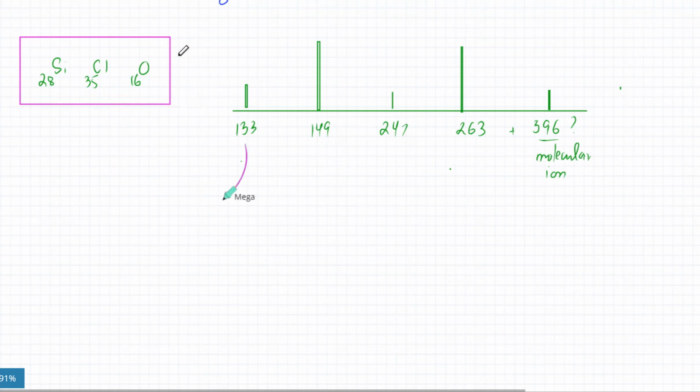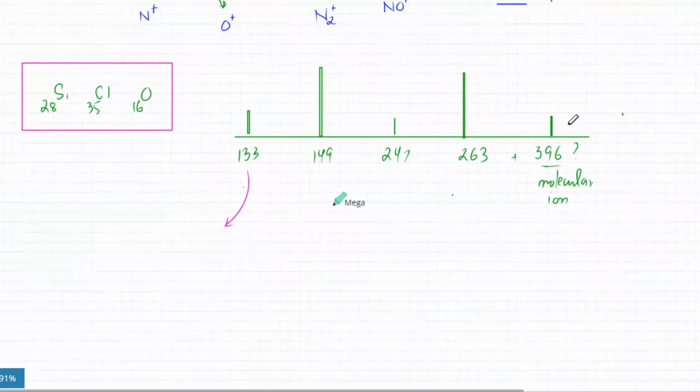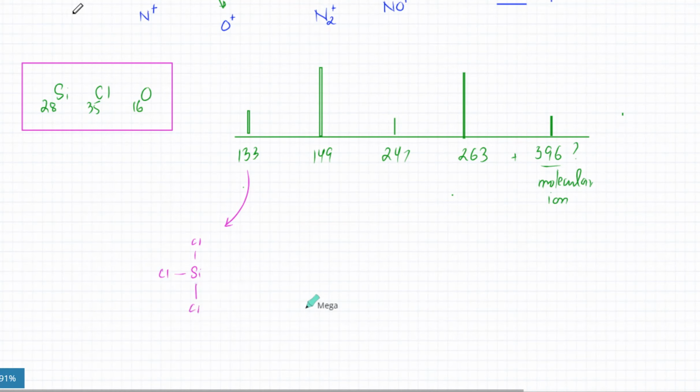So the first part is, what is 133? It's probably something that has silicon, chlorine, and oxygen in it. And remember, in this question they were asking to draw the complete structure, not just the formula, but the whole structural formula. So what do you think is 133, the smallest fragment? What combinations of atoms would give you 133? Use your calculator: 3 atoms of chlorine and 1 atom of silicon. If you sum this up, 28 plus 35 plus 35 plus 35 gives you 133.